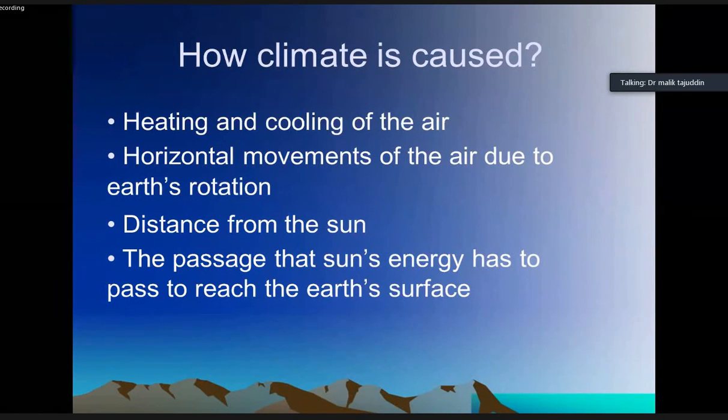Then the second factor that causes these climate changes or differences in temperature is the distance from the sun of that part of the earth which is in front of the sun, or the revolution of the earth around the sun. And then the sunlight coming from the sun, how it passes through the atmosphere to reach the earth's surface, and what the condition of the atmosphere is at that time. All these factors affect our temperature, our heating and our cooling. And this is what climate is called.